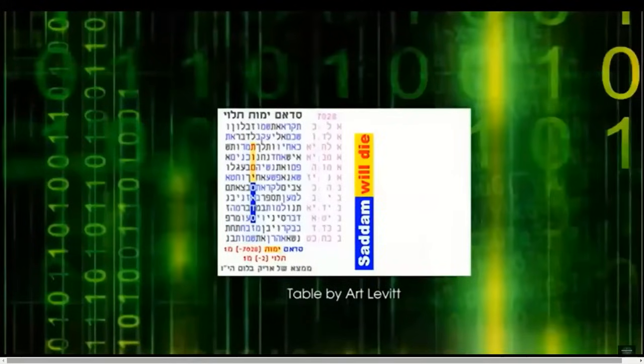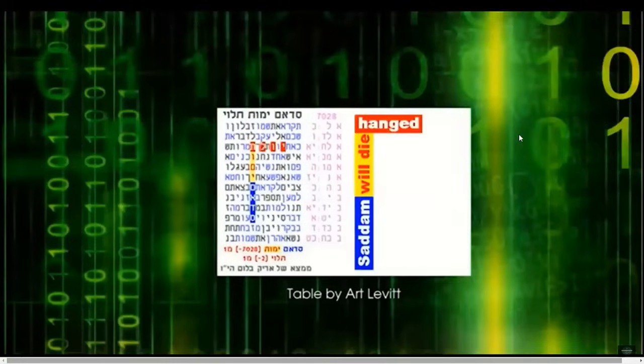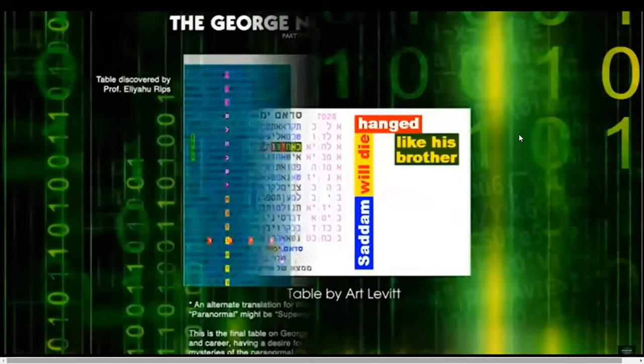The next is one by Art Levitt. His are real simple, clean, and direct, and couldn't have been put there by random chance. Saddam will die, hanged, like his brother. All in a tiny little table with just maybe 150 characters. So it's not like stuff scattered all over the page like you see on YouTube, that kind of deal. It's just a tiny little, very precise table.